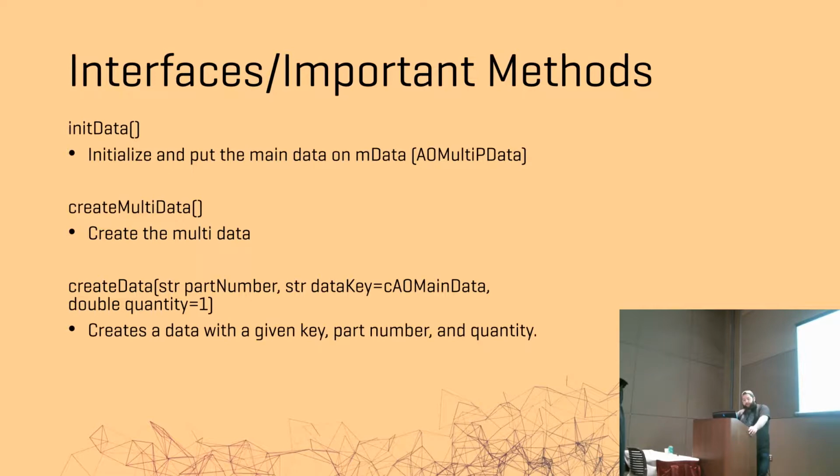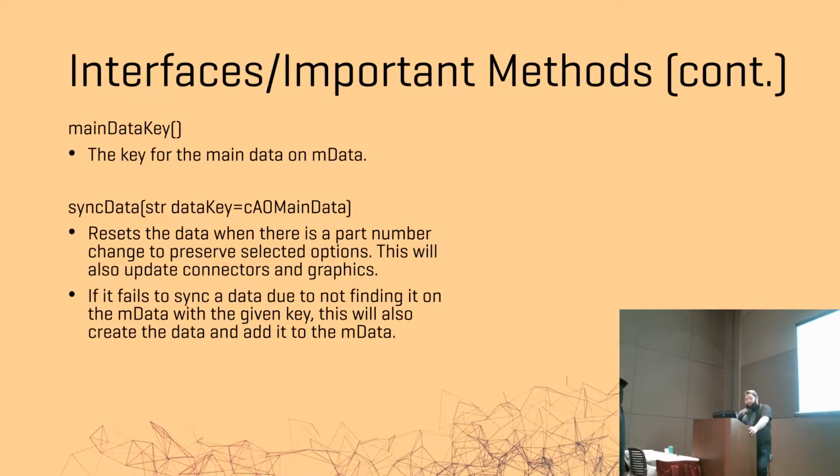And then we have this create data method. So we're passing in a part number, also a key for the data to be stored on the multi-data, as well as a quantity for that part. With this, we're able to quickly create a data as we need to. And I'll set the quantity, which is one of those little things that's nice to have when you need it. We have our main data key, so if you want to use a custom key for your main data, or if you want to swap that out at times, you can do that here.